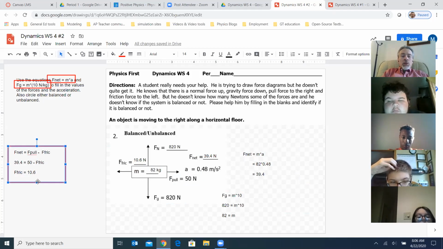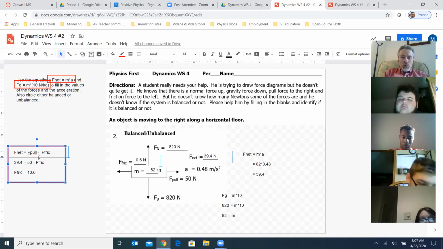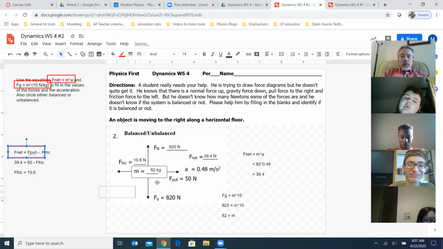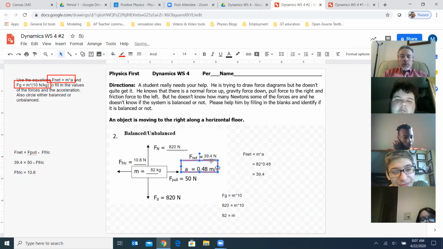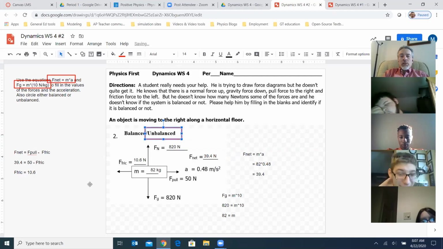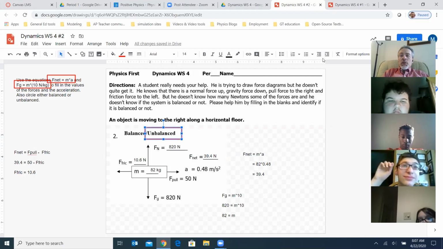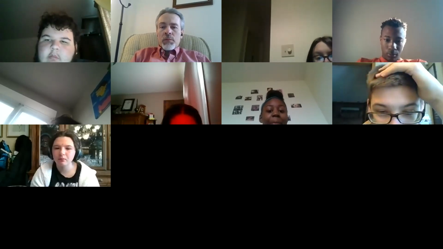Okay, but I want to answer together. So can you guys unmute yourself? Because there's one more question I have for you. This object is accelerating. So the question is this, is it balanced or unbalanced? Unbalanced. Unbalanced, right? So that's the answer. All right, I'm going to let you guys do problem number 3 then. Let me go ahead and put you back in your groups.